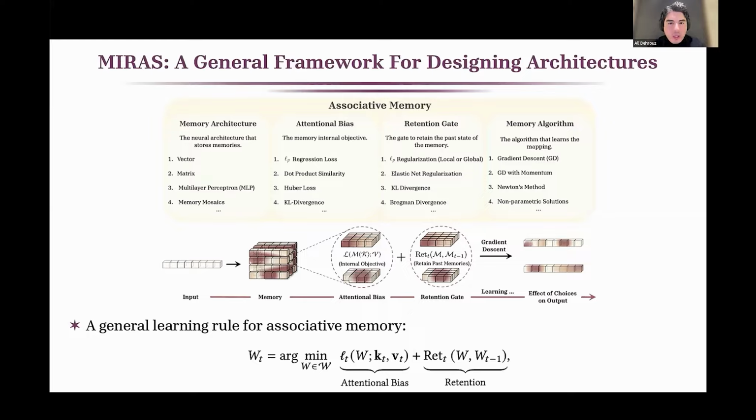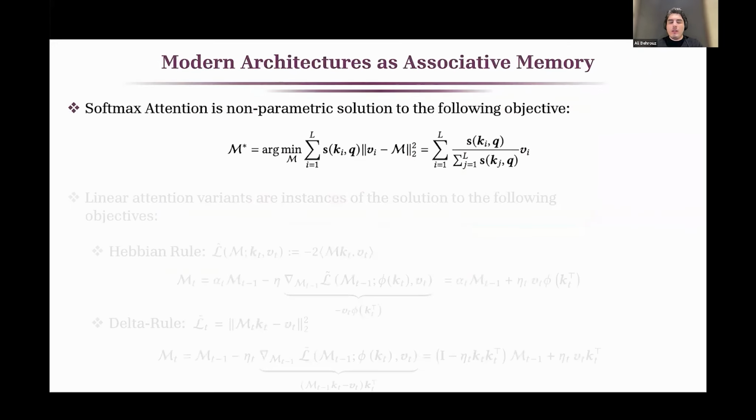So I just want to emphasize something here: not all of the architectures have this formulation of keys and values. But the point is, you can simply assume that keys are the identity matrix, or values are the identity matrix, or just the identity vector. And so basically here we have a very general formulation of associative memory, and with different design choices you can come up with a lot of architecture designs that are already in the literature.